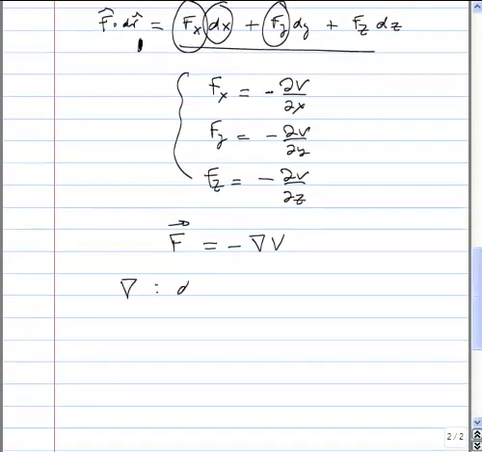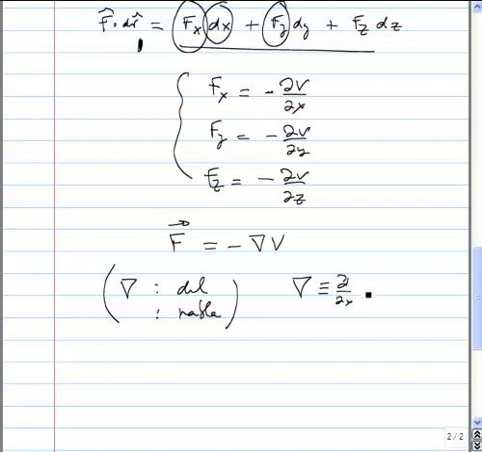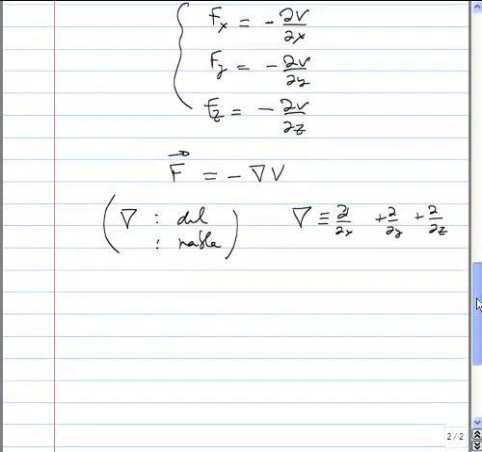This is the del notation. I think it's also called nabla. So if you look for it on the net, you either type del or nabla. And this is defined as the partial derivative with respect to x plus the partial derivative with respect to y plus the partial derivative with respect to z.